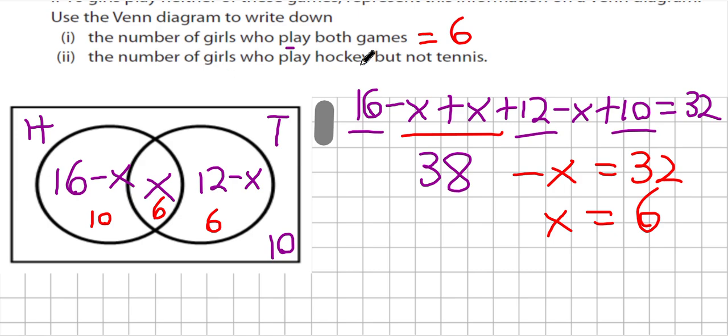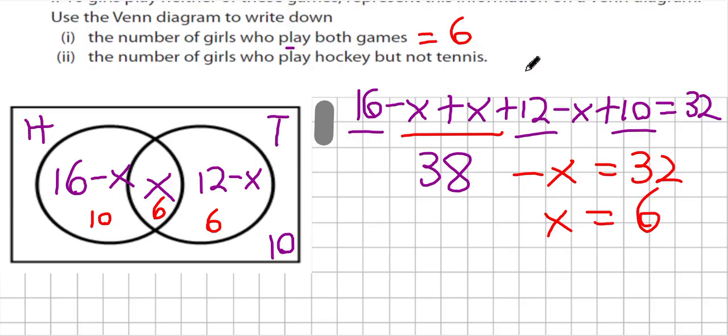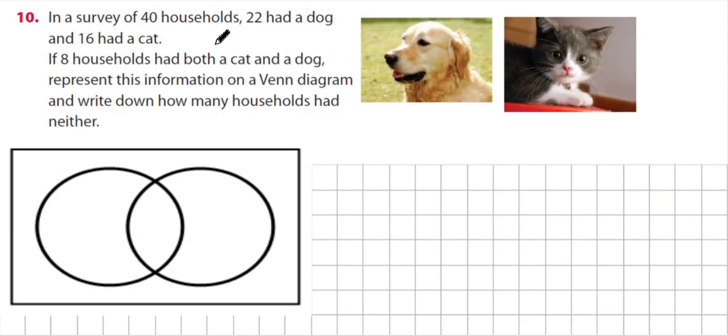How many people played hockey but not tennis? Hockey only. Hockey only is this region here. Looks a bit like Pac-Man. This region here. And what is it? 10 people. Okay. This one's slightly easier. You listening? Shh. This one's slightly easier.